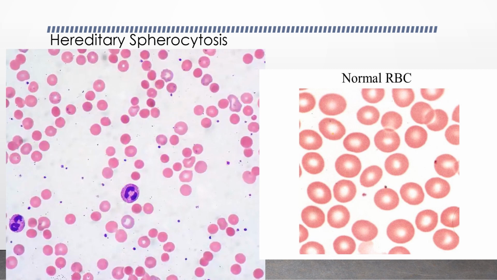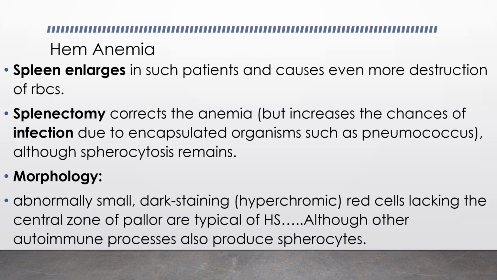Now, microscopically, they look like this: normal RBCs and hereditary spherocytosis, HS RBCs. Loss of central pallor because they are no more biconcave, okay, and sometimes irregular shapes. The difference in size increases in the HS RBCs, that is. Spleen enlarges in such patients and even more destruction of RBCs is seen.